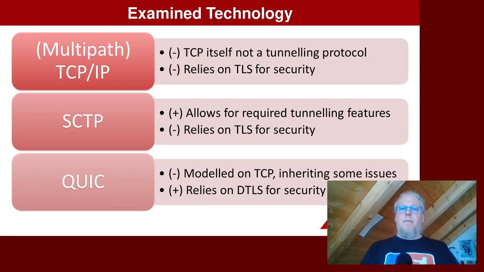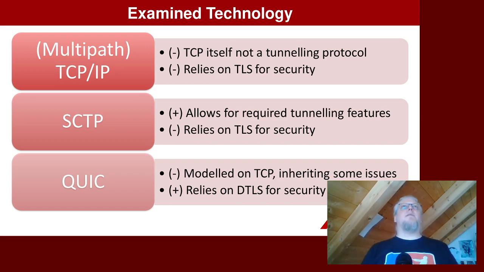SCTP was invented to fix problems with TCP. And one of the problems it fixes is that it treats reliability of messages a bit differently. And so it can be used for tunneling, which is great. But it also has no security and also relies on TLS. And finally, we looked at a completely different candidate, QUIC.